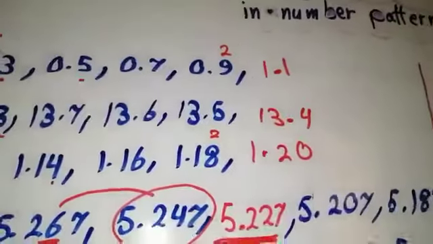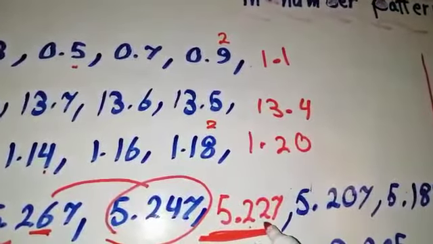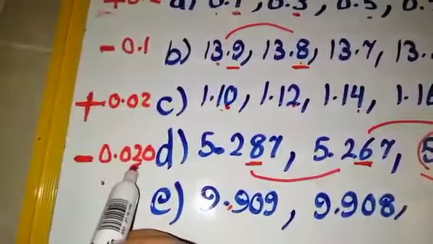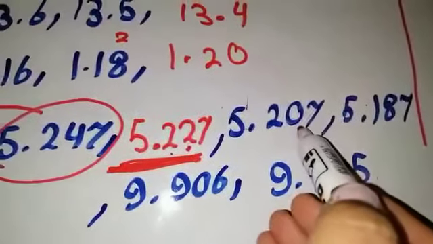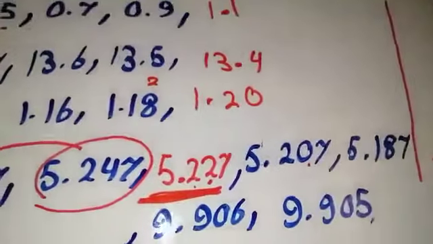5.227. Okay, let's check. If I subtracted 2 from here, as you can see, I have to subtract 2 from the hundredths place. So if I subtracted 2 from here, this will be 0. So my answer is right. This is how I can check my answer. Let's see the next one.